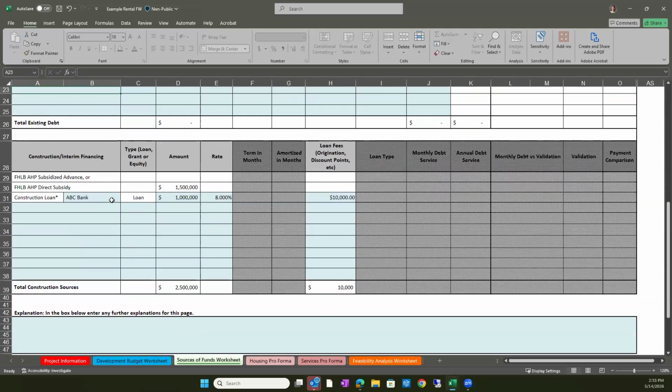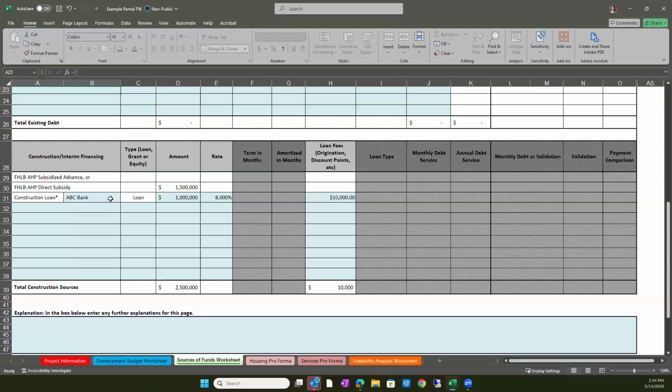So this is our third and final section in the sources of funds. Again, construction and interim financing are going to be the sources of funds that are going to get you through the construction period. So namely construction loans, if you have any of those. The AHP subsidy is automatically placed down here since we'll be dispersing that during the construction phase of the project. We consider that a construction source that eventually is also going to be a permanent financing source, since it is a grant and does not have any payments and things like that on it.